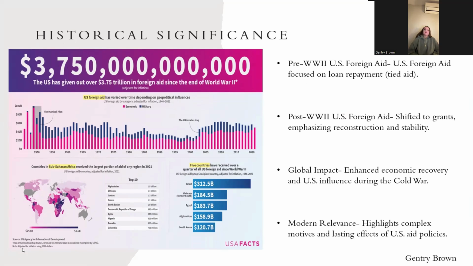The impact of this aid was profound. Countries receiving U.S. assistance saw accelerated reconstruction and economic revitalization, which contrasted clearly with nations that did not receive similar support. These efforts not only facilitated quicker recoveries, but also fostered strong alliances and positioned the U.S. as a global leader in the post-war world. Understanding these transitions helps us appreciate the complex motives and significant effects of U.S. foreign aid, both historically and in contemporary contexts.